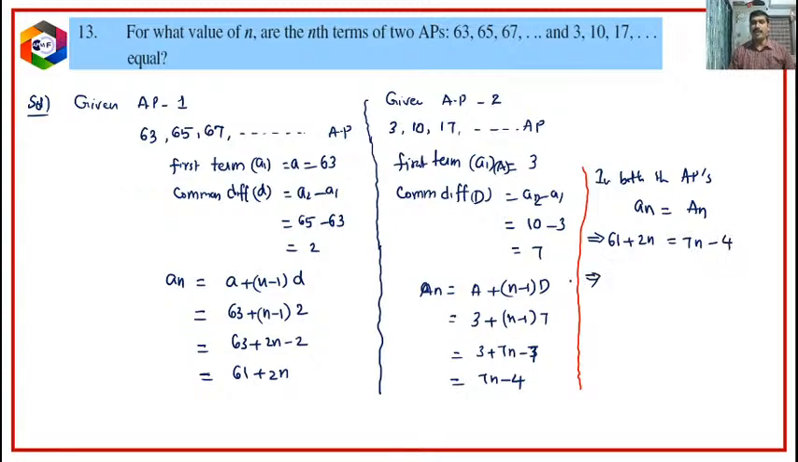Now let us bring the n terms to one side and the constants to the other side. This is general simplification. So 2n minus 7n is equal to minus 4, and the 61 on that side becomes minus 61.